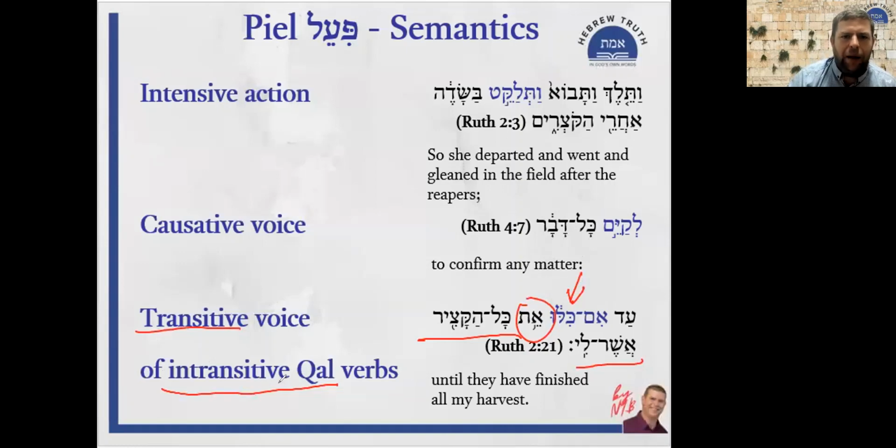Kala, it finished. Kila, he finished something. Kila ledaber, finished talking. Kilu et hakatzir, they finished the harvest. Kalu, they were finished. Kalu, they finished. They were finished, in a sense. Okay. Kilu, they finished something.